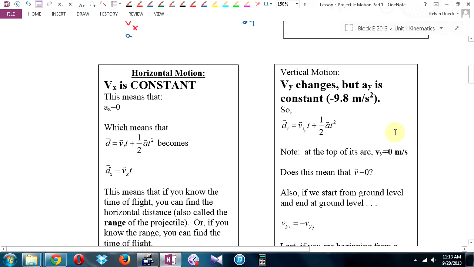Key ideas. Whenever you launch a projectile at an angle, actually whenever you launch a projectile, we're going to break it up into horizontal and vertical components. The key idea in the horizontal component, fellas, is that Vx is constant. And what that means is that my horizontal acceleration is 0. And this is the one that kids struggle with the most.